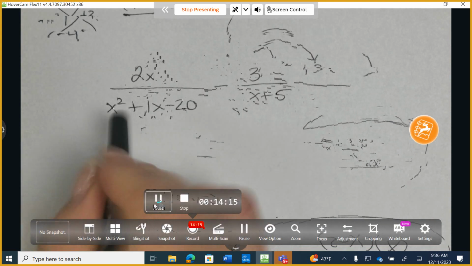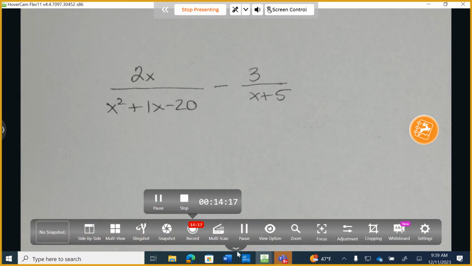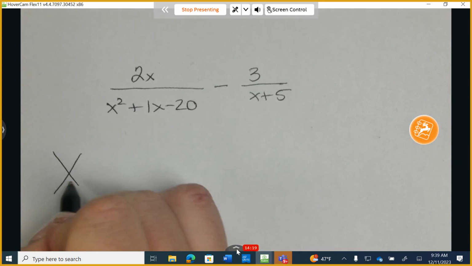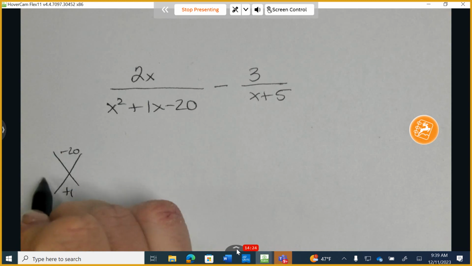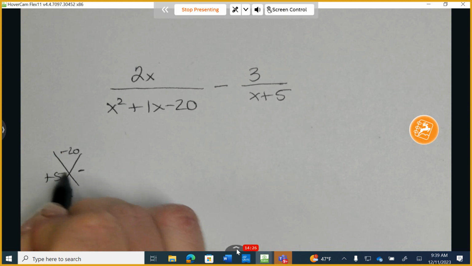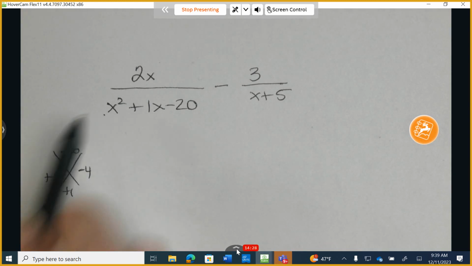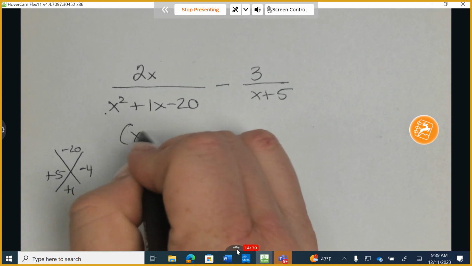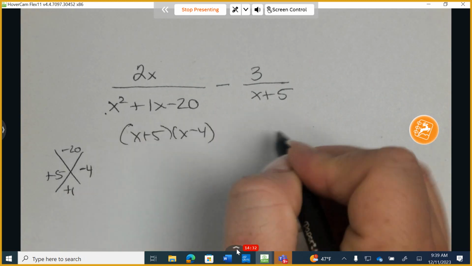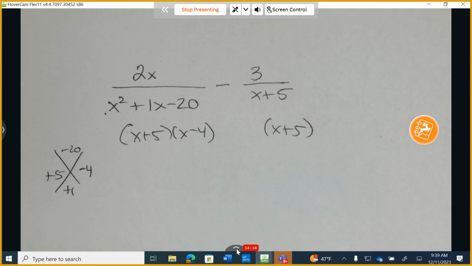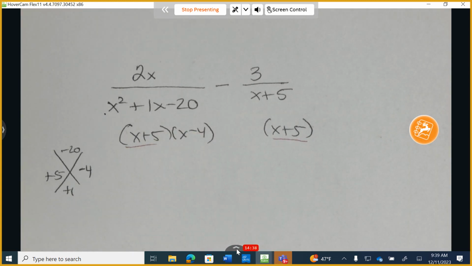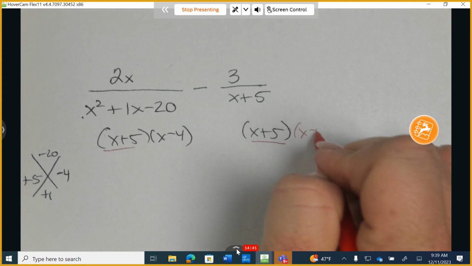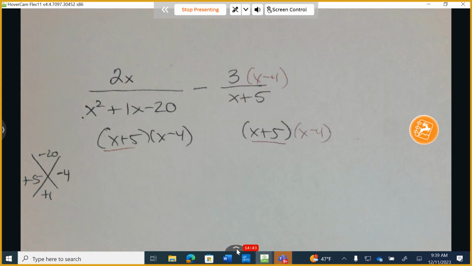Oh, you ready? I'm going to factor this. What multiplies to equal negative 20 and combines to give us a positive 1? Okay, they're different signs, and the larger number is positive, so 5 and negative 4. When the leading coefficient is 1, it makes it easy. It's x plus 5 and x minus 4. So now I'm going to just examine the denominators. They both contain an x plus 5. What is the right-hand side missing? x minus 4.